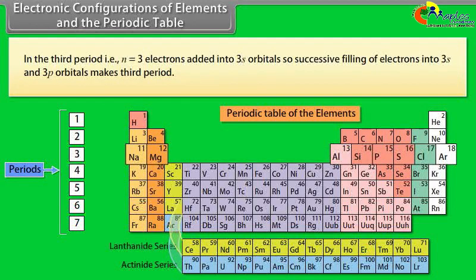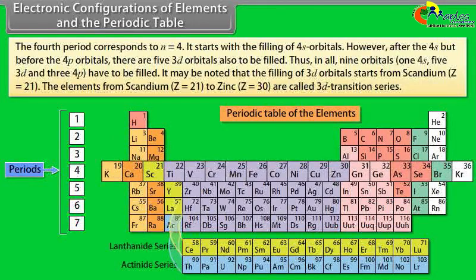In the third period, that is, n is equal to 3, electrons are added into 3s orbitals. So, successive filling of electrons into 3s and 3p orbitals makes the third period. The fourth period corresponds to n is equal to 4. It starts with the filling of 4s orbitals.